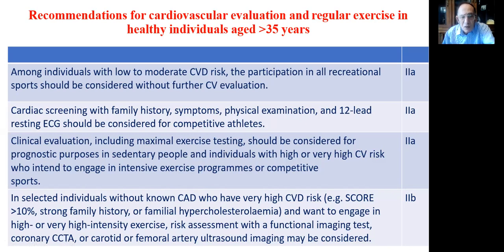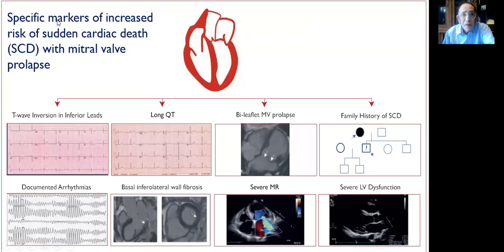So we can allow exercise if the history is negative for sudden death and the ECG is not pathological. For mitral valve prolapse, there are T-wave inversion in inferior leads with long QT and scar seen by magnetic resonance. These are the risk markers of sudden death in mitral valve prolapse.